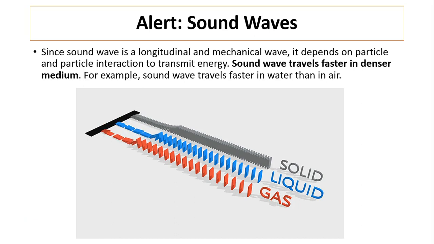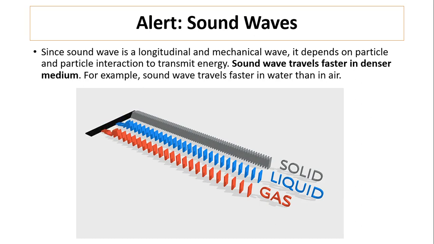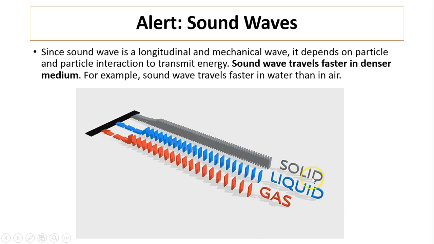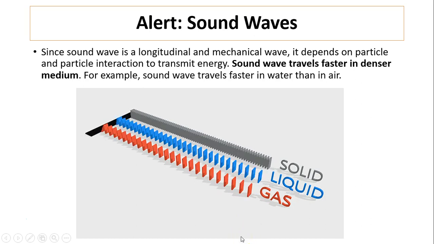Now here is the alert. This animation is showing sound waves. Sound waves are a little bit opposite. Since a sound wave is a longitudinal mechanical wave, it depends on particle-particle interaction to transmit energy. So sound actually travels faster in a denser medium. As you can see from this animation, it travels fastest in solid, a little bit slower in liquid, and slowest in gas, because the particles in gas are much further apart, so there is less interaction.